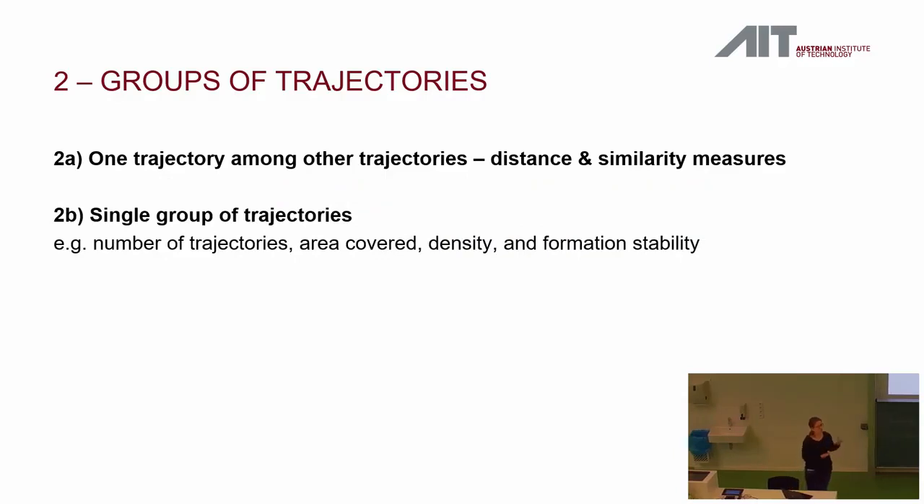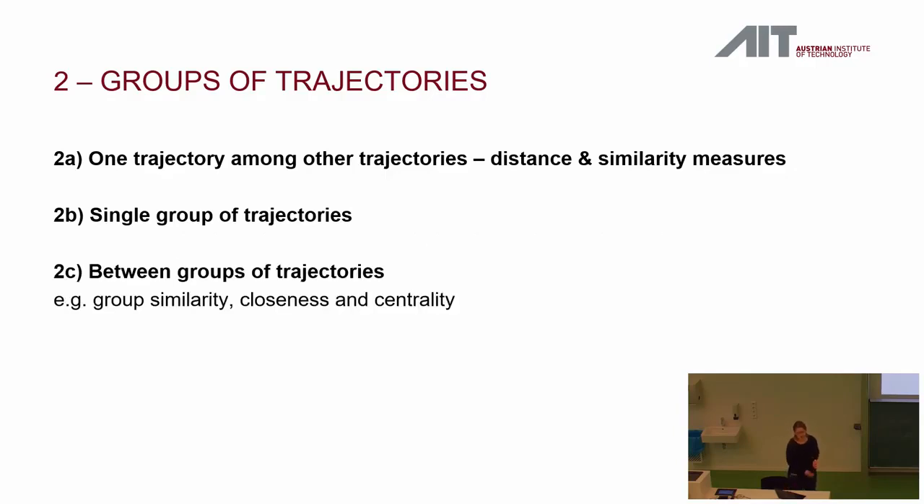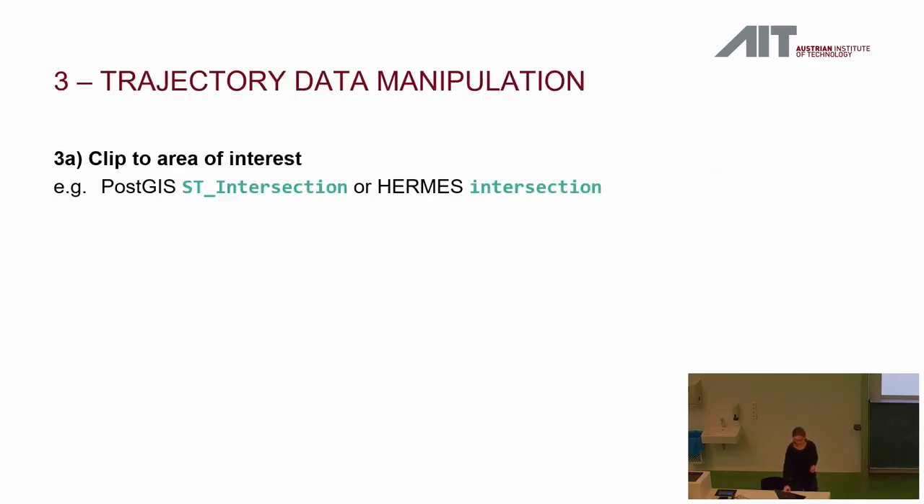Then, of course, you want to have some descriptive statistics, like how many trajectories do you have, what area do they cover, what's the density, or things like formation, is there flocking behavior or dispersal behavior, mostly from the movement ecology side. And also, you can even compare different groups of trajectories. They could be different groups of animals, flocks. Do they move together and separate in the same group again, or do they intermingle, for example?